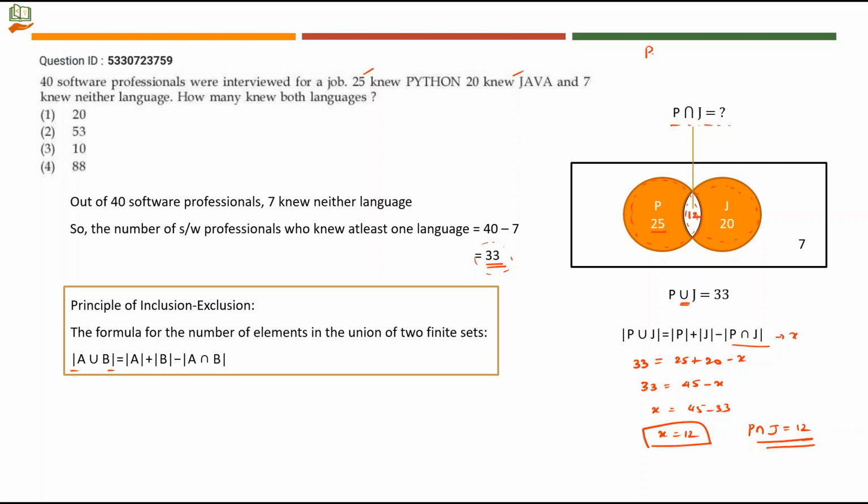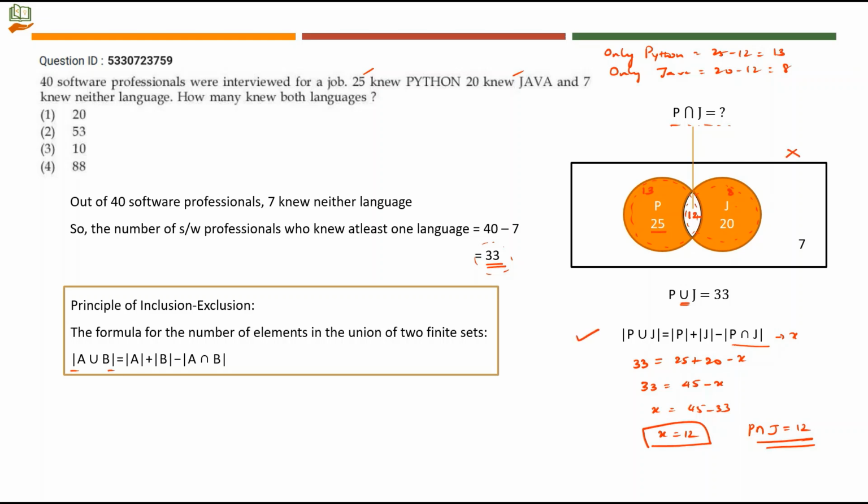So how many of them know only Python? It is 25 minus 12 which is equal to 13. How many of them know only Java? It is 20 minus 12 which is equal to 8. So this particular part that I have shaded will be contributing to 8 and this will be contributing to 13. Only when you add 13 and this 12 you will end up with 25, and only when you add 8 and this 12 you will end up with 20. If you are getting confused with this diagram, you can just forget about this and go with the formula alone.